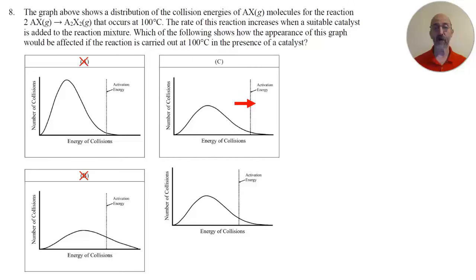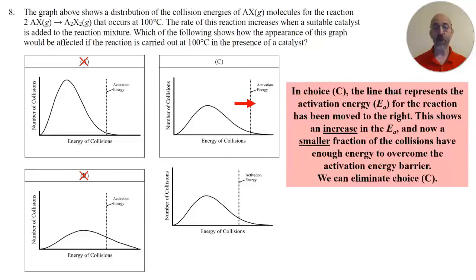So I'm going to show you why we can eliminate choice C. With a catalyst, we expect the activation energy to actually be decreased. So in choice C, that vertical line that represents the activation energy for the reaction has actually been moved to the right. So this shows an increase in the activation energy, and that's not what would happen with the presence of a catalyst. And so now you can see to the right of that line, a smaller fraction of the collisions have enough energy to overcome the activation energy barrier. So that would not lead to a faster reaction rate. We can definitely eliminate choice C.